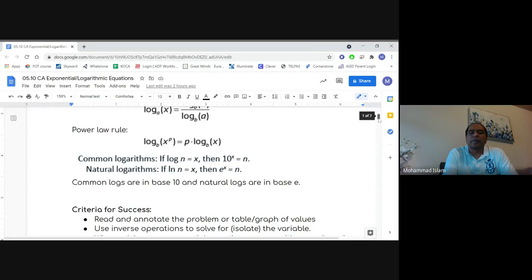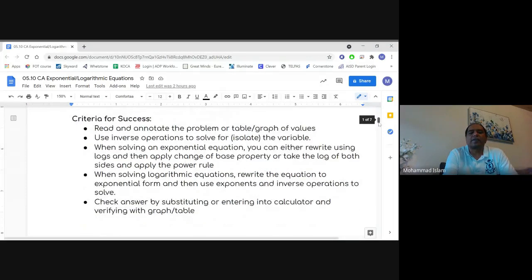Now, if you have problems like these, there are a few points that you should keep in mind while tackling such problems. First, you read the problem and you may need to annotate key information if you have a table or graph. So you should thoroughly read it, take your time, and then note down important things that you see within the word statement or the graph or the table. Use inverse operations to solve for or isolate the variable. Most of the time you need to solve for x or whatever variable you're given, so make sure you have your variable on one side and everything else goes to the other side.